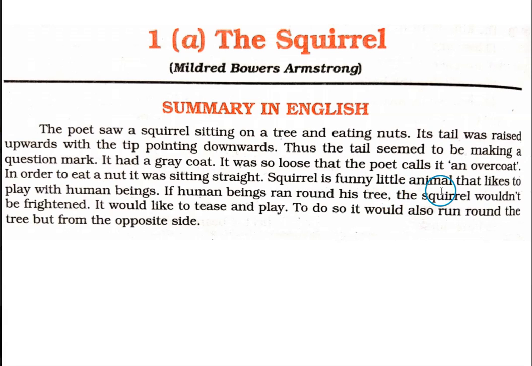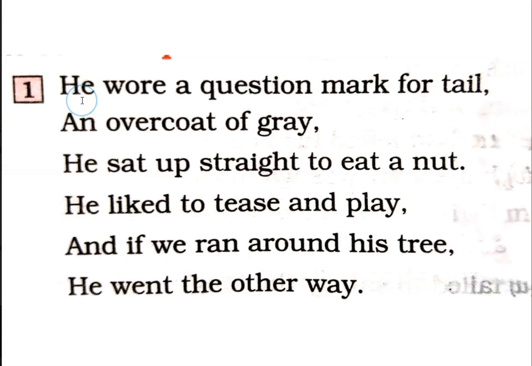The squirrel is a funny little animal that likes to play with human beings. If human beings ran around his tree, the squirrel wouldn't be frightened. It would like to tease and play. To do so, it would also run around the tree, but from the opposite side. Now this is the poem again. He wore a question mark for tail. The entire time he went the other way. Now for this poem we are going to do the paraphrase and question and answers.